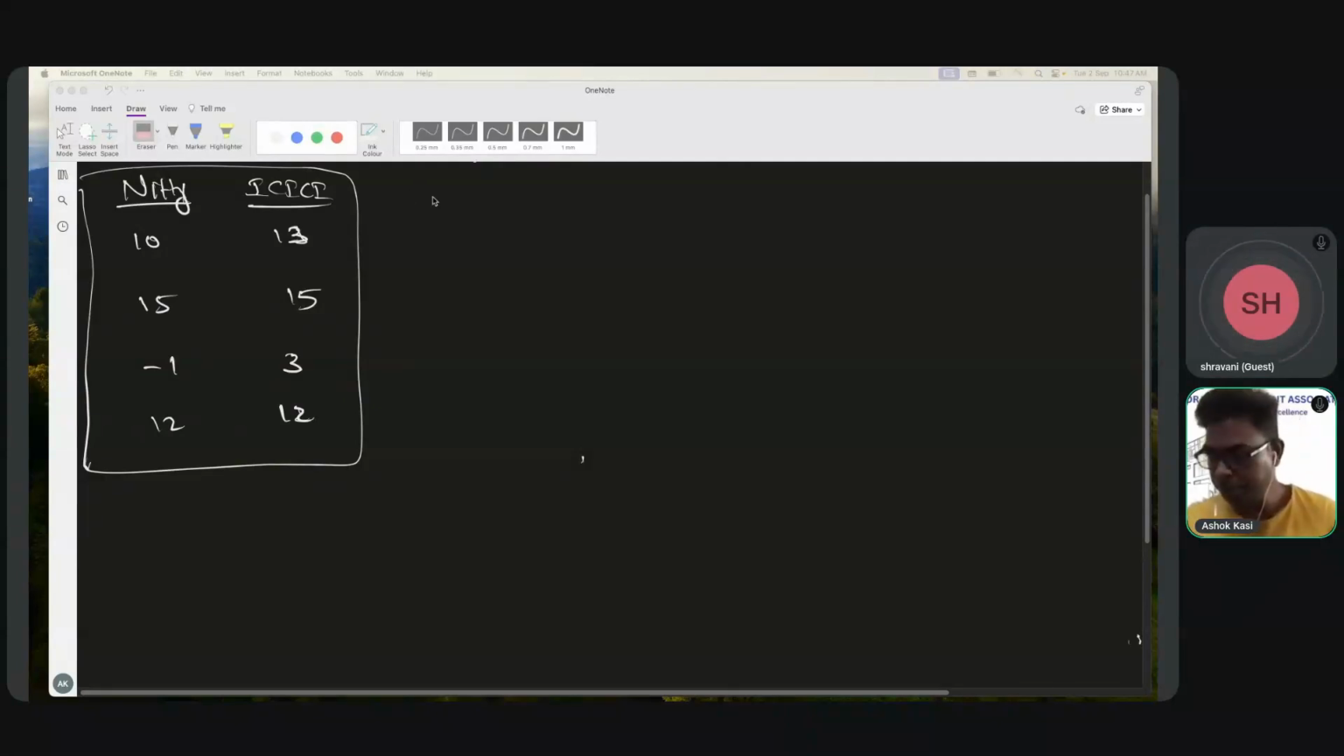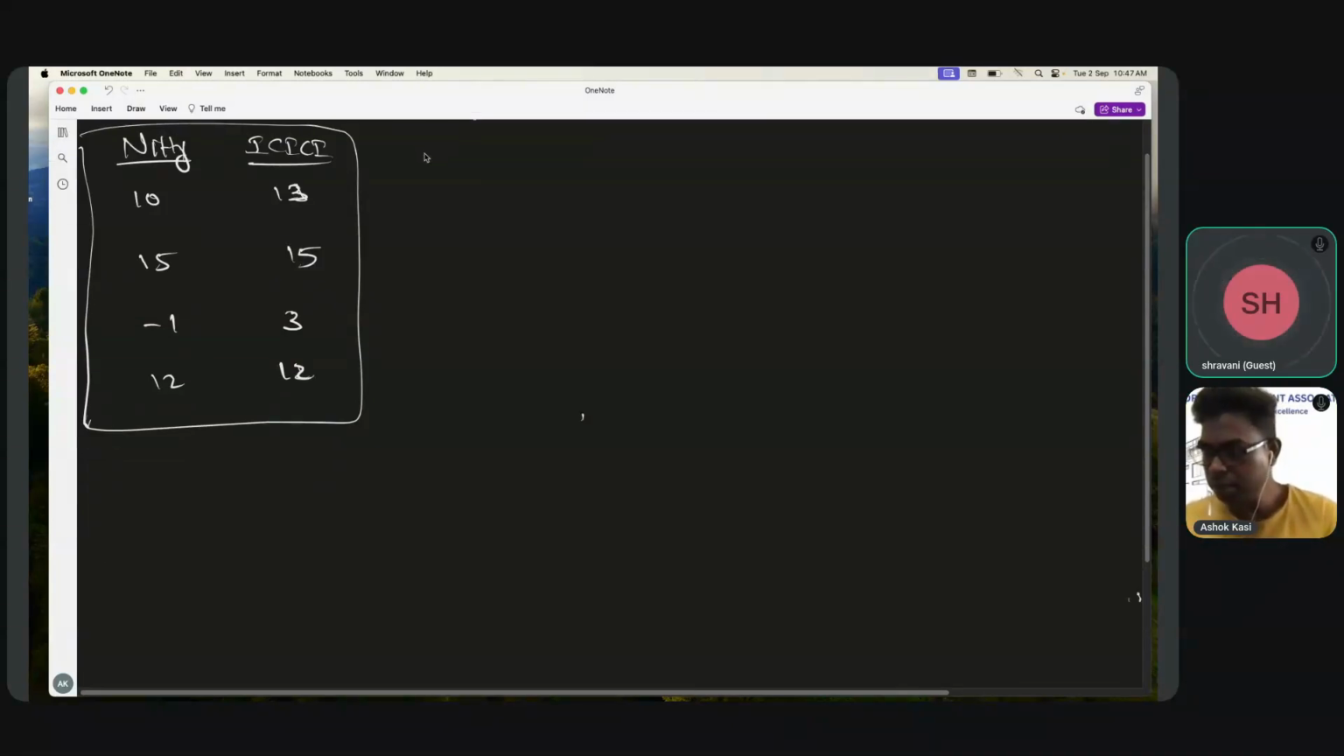So what we have to find out here is, first of all, R, correlation. Then this is called coefficient of determination, R square. What is this? You will come to know. Coefficient of determination. It's a very lengthy one.